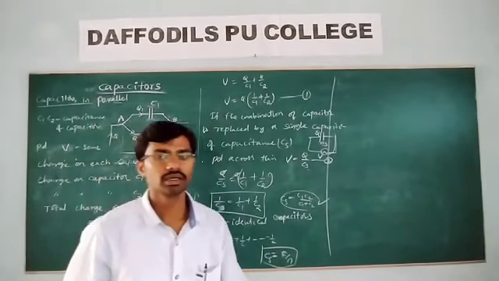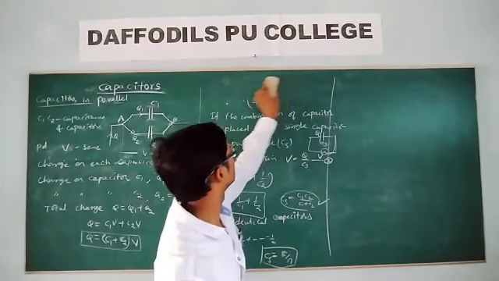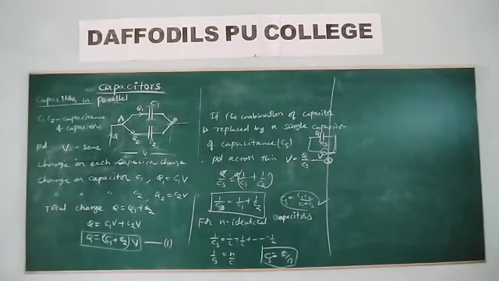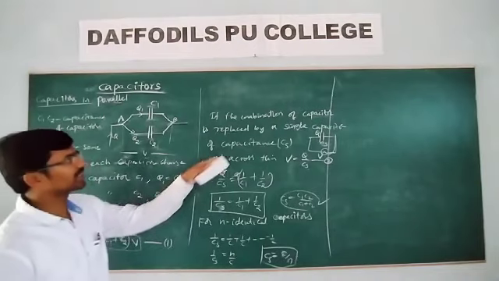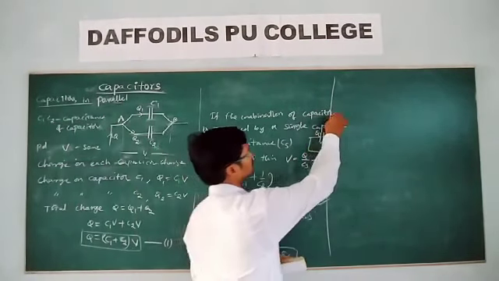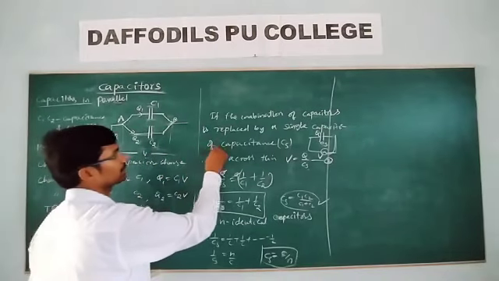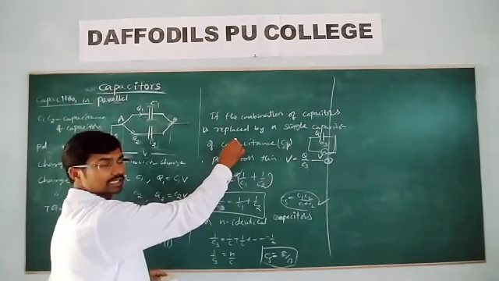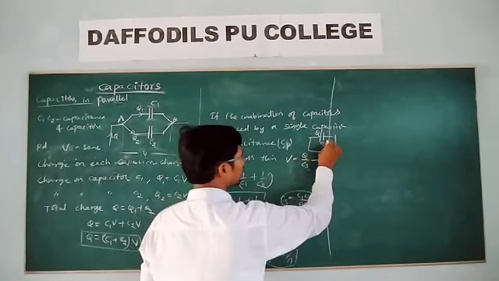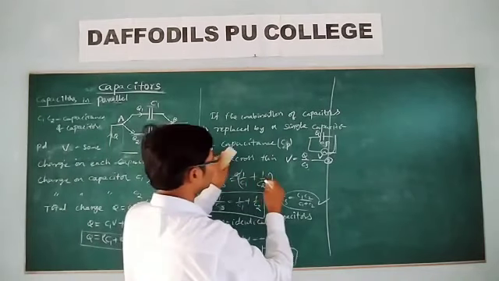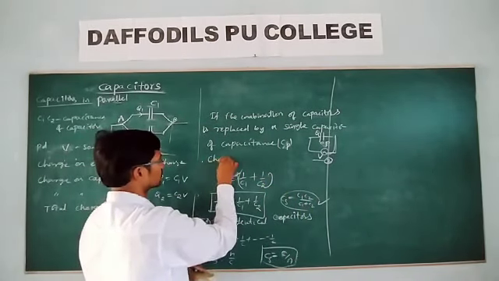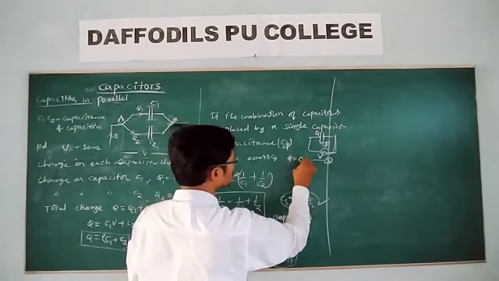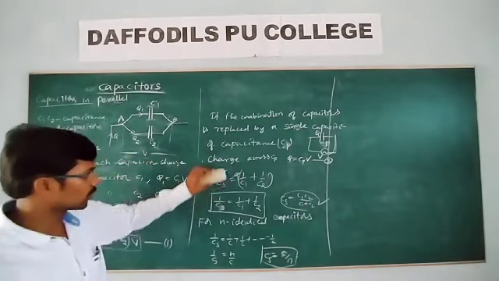Now, if the combination of the capacitors is replaced by a single capacitor of capacitance Cp, which is called the equivalent capacitance of the combination, is it okay? Then what is the charge on the capacitor? The charge across Cp, Q is equal to Cp into V. Now we equate both of those.